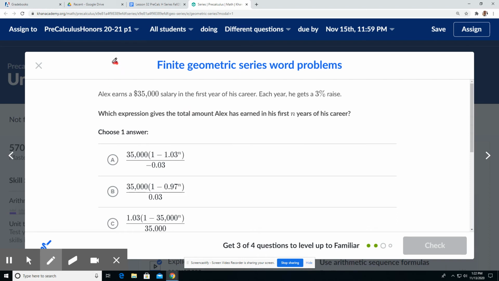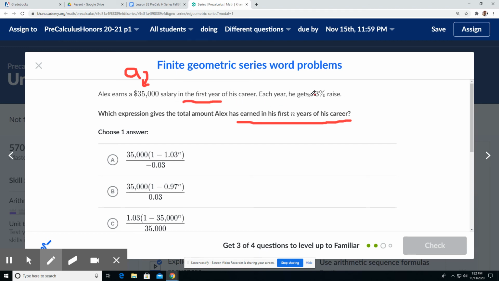So this is our S of N. Oh, no, that's his first year, not a total. So it's his first year, and it's how much he's earned in N years of his career. So first year, that means this is his first term, his first entry. That's your A.